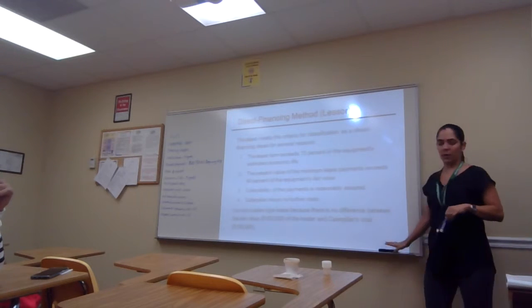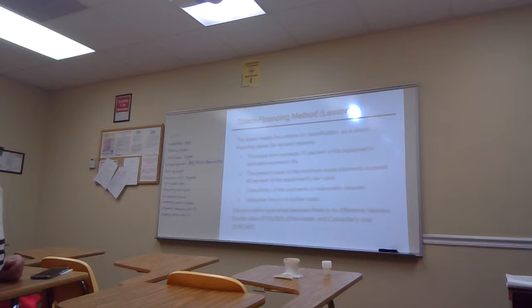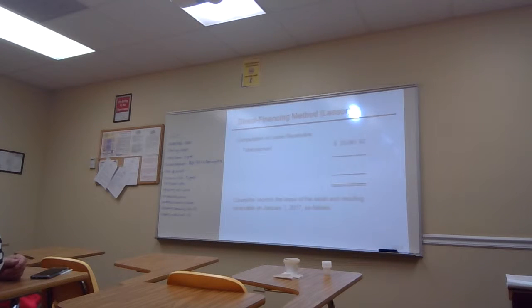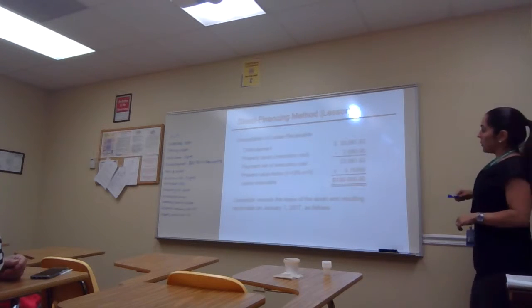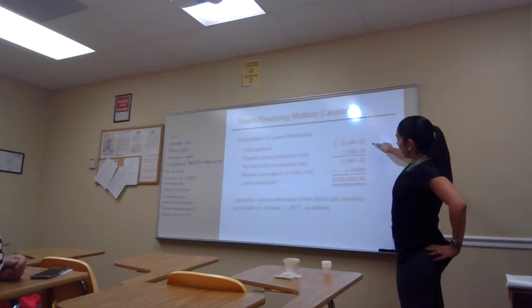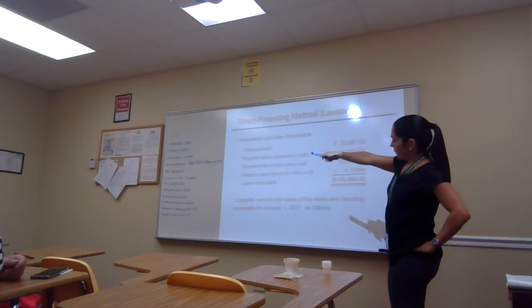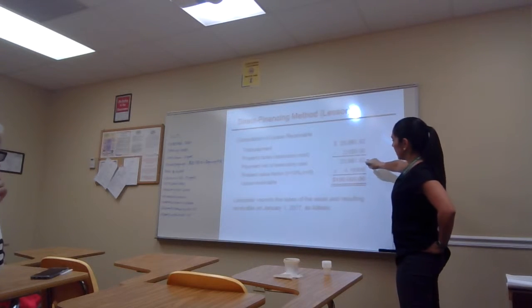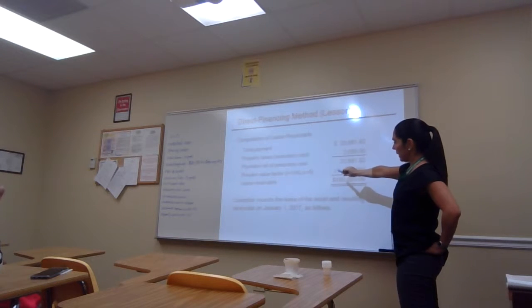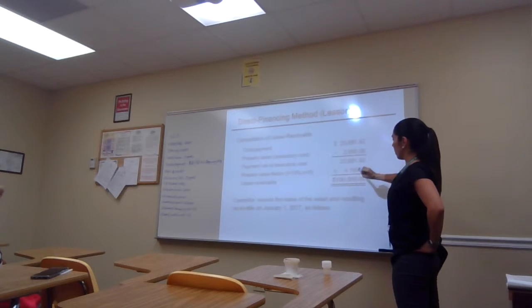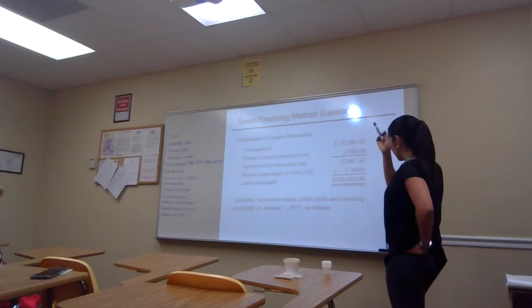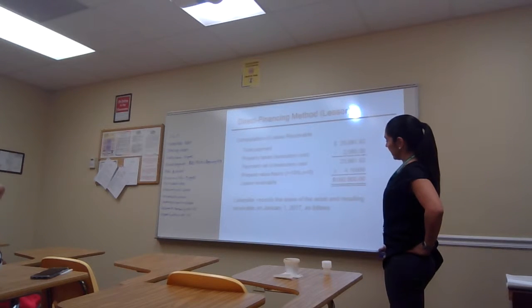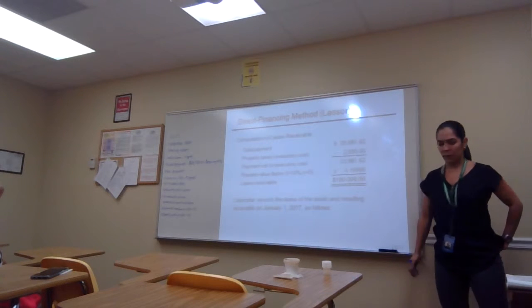And we'll do an example on sales type. So, computation of the lease receivable. Total payment, 25,981, which we had from our problem, minus the 2,000 of the executory cost. Your payment is 23,981 times the present value factor of 4.16986 gives you 100,000. Caterpillar records the lease of the asset and resulting receivable on January 1st as follows.